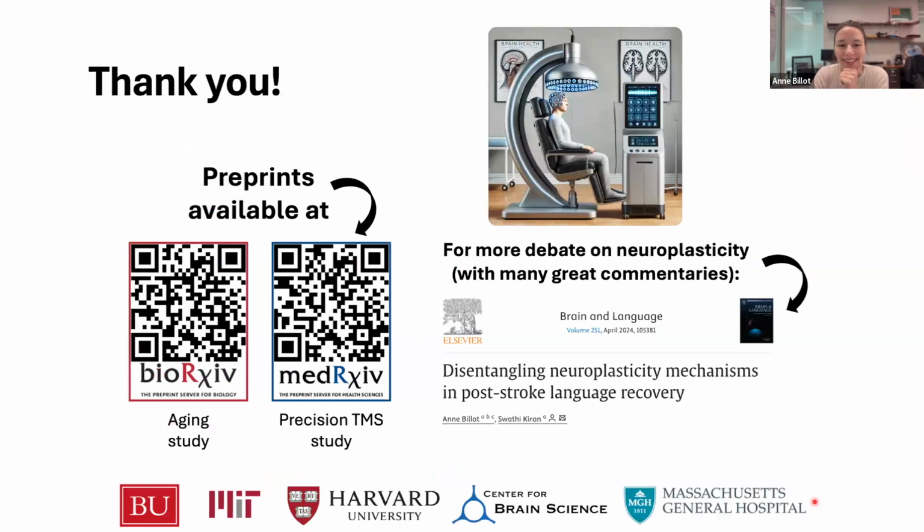All right, so that's all the results I wanted to show you today. You can look further into these studies with the QR codes here. And we wrote a review with Swati Kiran on neuroplasticity mechanisms. And there were really great commentaries to this review. So I really invite you to read that sort of debate between researchers who work on this topic, because it was really interesting to see these different perspectives. And thank you all for your attention. I'm really happy to answer any questions.